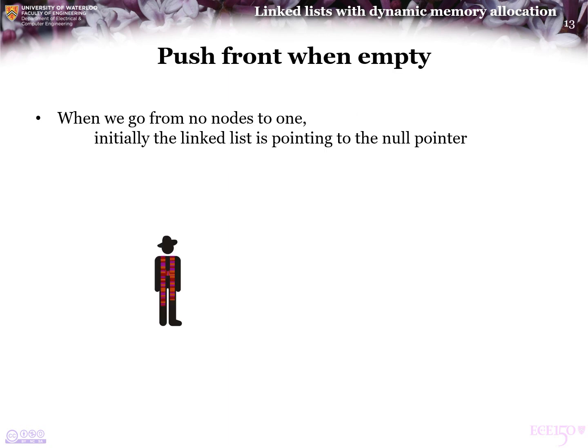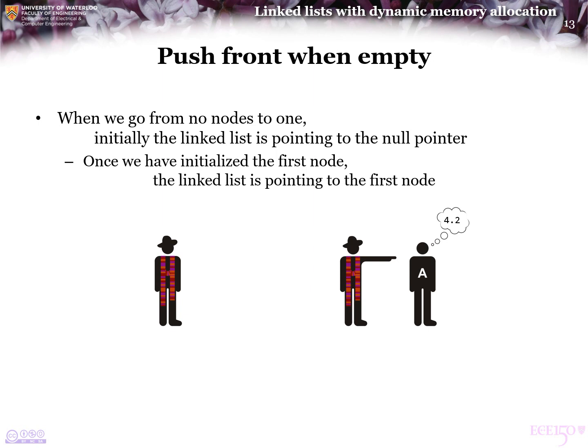Now, when the linked list is going from having no nodes to having exactly one node, initially the linked list is pointing to the null pointer. What we have to do is initialize the first node. So the first node is storing the value we want stored, but that first node is also now pointing to null pointer. However, we then have to update the linked list to store the address of that first node. Let's do that.